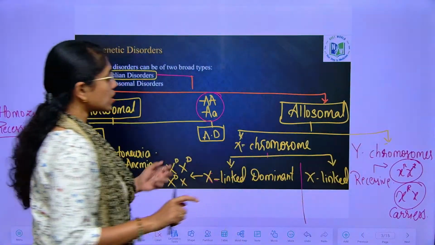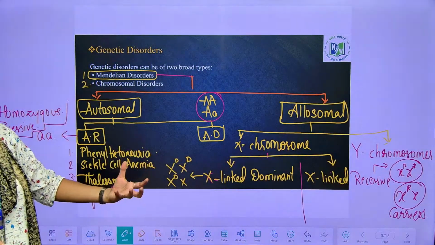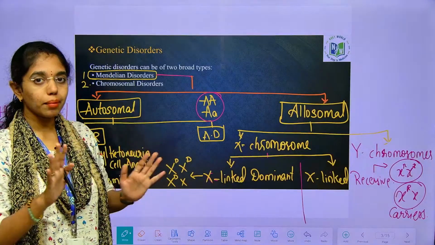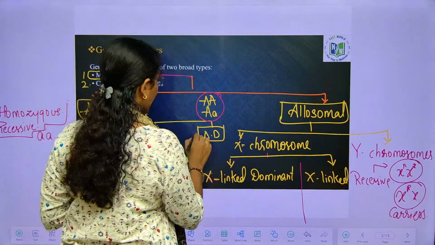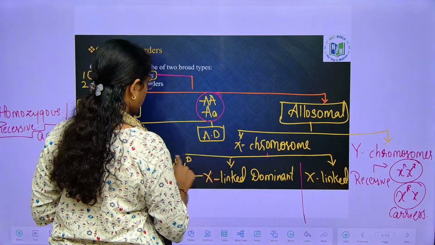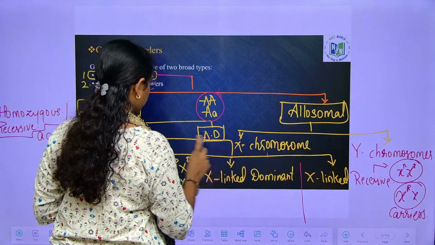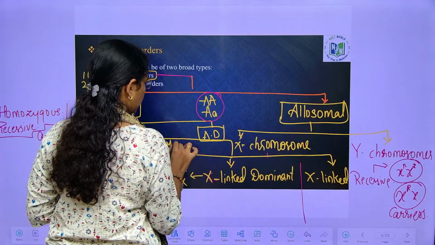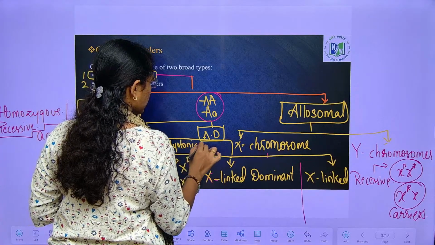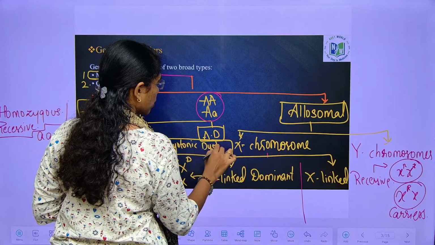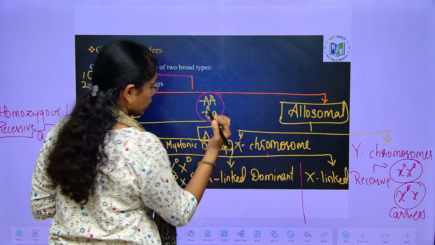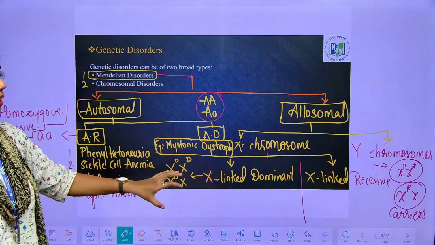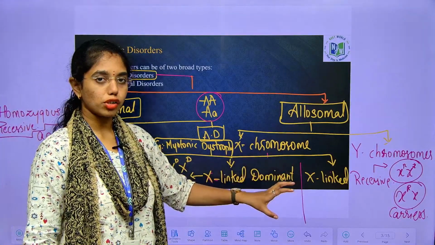For autosomal dominant diseases, you just have an example, and you are not learning much about the disorder. The example is myotonic dystrophy. Got it? And then X-linked dominant and X-linked recessive disorders.